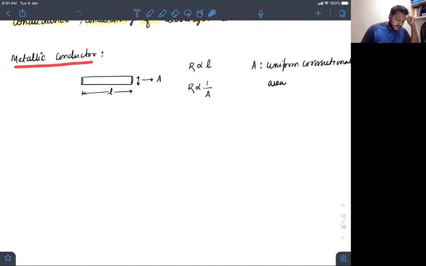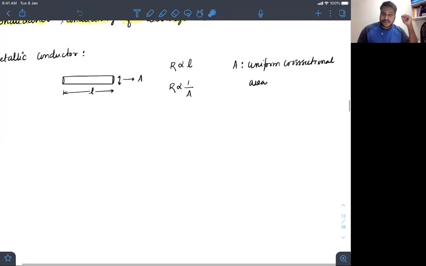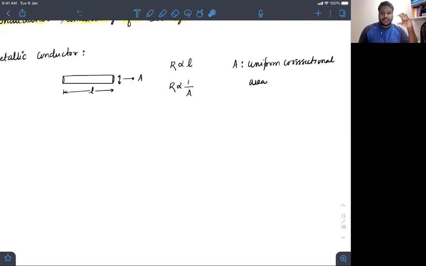Generally, metallic conductors, as in any metal rods or metal wires, also have resistance. This we have learned in 9th, 10th standard. The resistance of a metal wire is proportional to its length and inversely proportional to its uniform cross-sectional area. The reason is, when electrons flow through a small wire, their intensity is very high, that is, the number of electrons flowing per unit area per unit time.